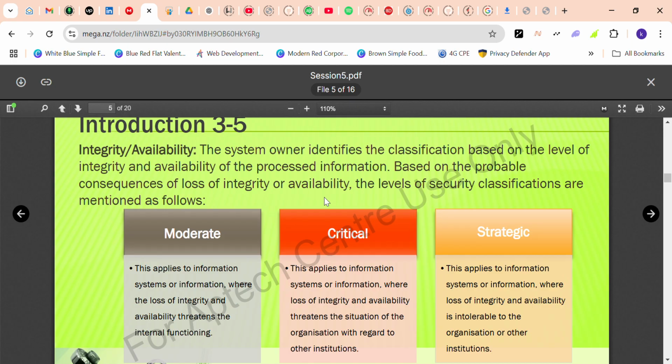So let's talk about the level of security based on how classified the asset, information or data is. Now we have moderate. Are you getting along? Any question? No question. So let's talk about moderate.